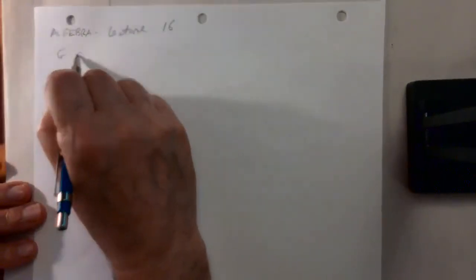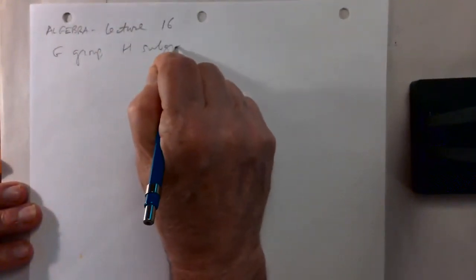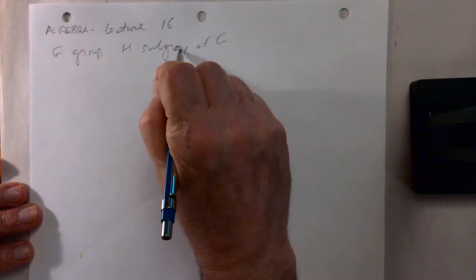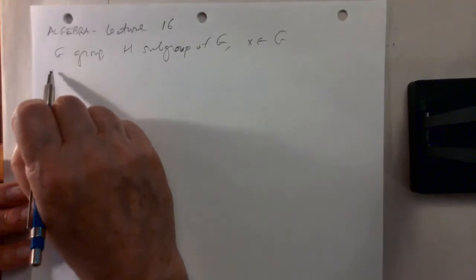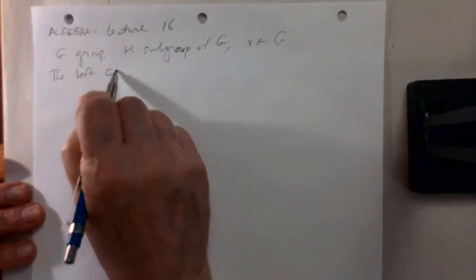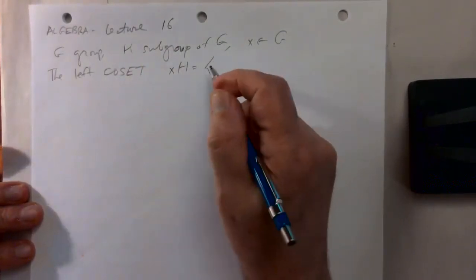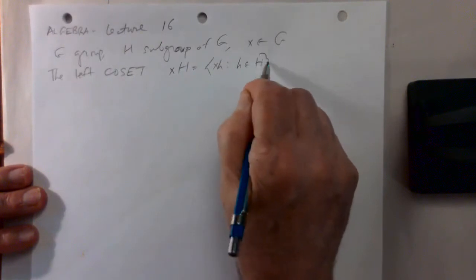So in our last lecture, we proved Lagrange's theorem. So let us recall what is going on. We have a group G, and H is a subgroup of G, and X is an element of G. So we define the left coset XH. It's the set of elements of the form X times H, where H runs through all the elements of the subgroup H.